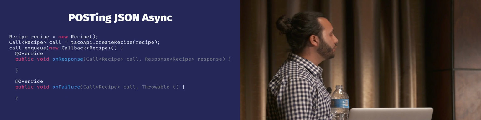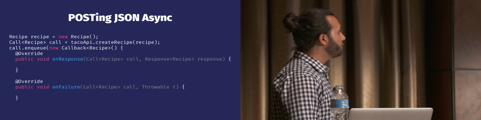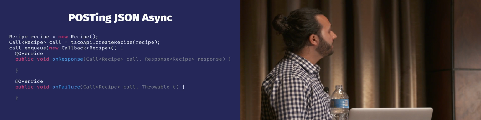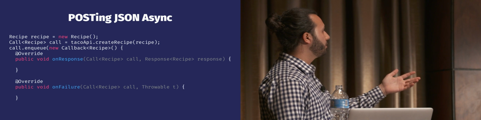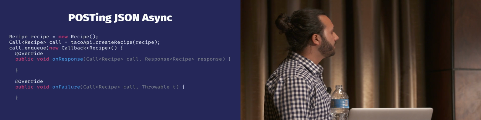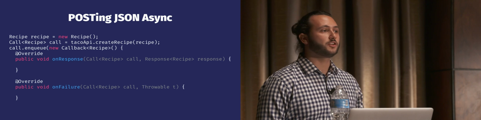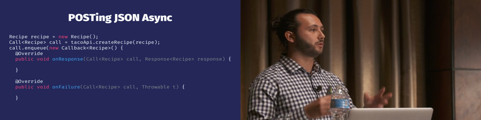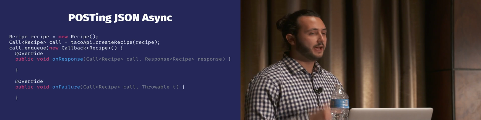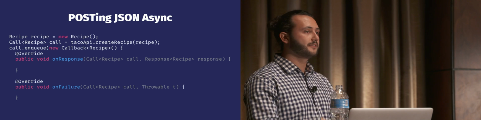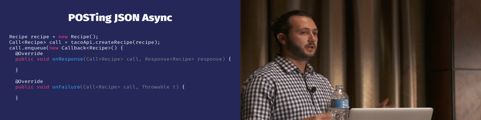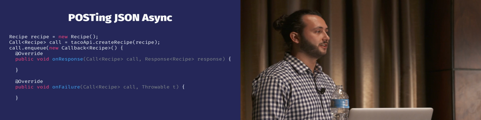So let's say we're posting a new recipe. All we need to do is create a new recipe, pass that into the create recipe method, and then we use the call's enqueue method. What the enqueue method will do is make the request in an asynchronous manner and give us two callbacks, a response and a failure callback. And we can do whatever we need to do with either of those conditions.